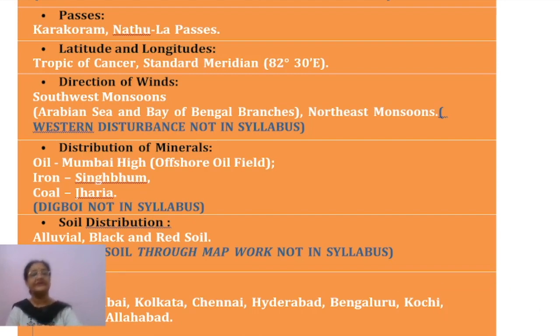About the direction of winds, you will have to practice the southwest monsoons, both the branches of southwest monsoons, meaning the Arabian Sea branch and the Bay of Bengal branch. And along with this the northeast monsoons also you should practice. Just one thing has been taken out, that is the western disturbances, or you can say the temperate cyclones. So leaving just that, you have to practice the monsoons, southwest monsoons and northeast monsoons.